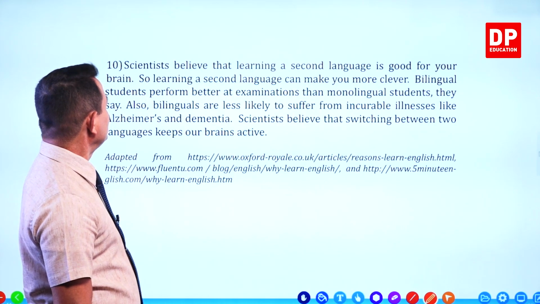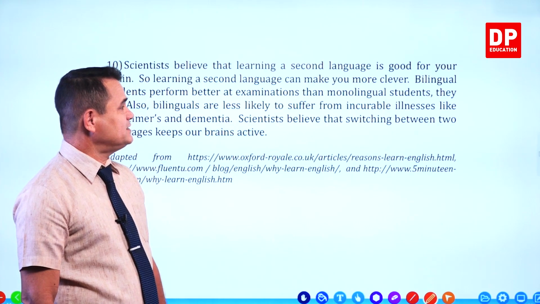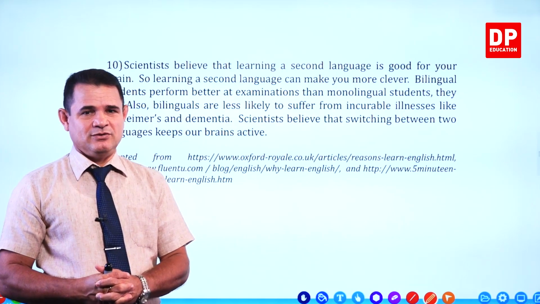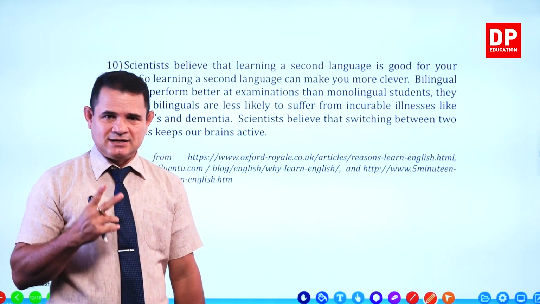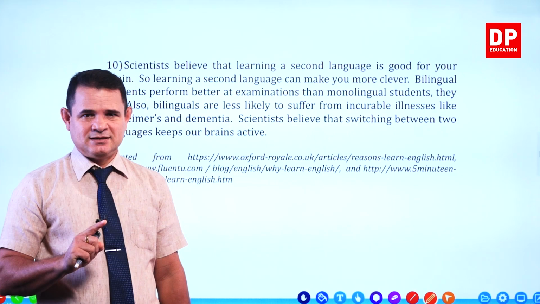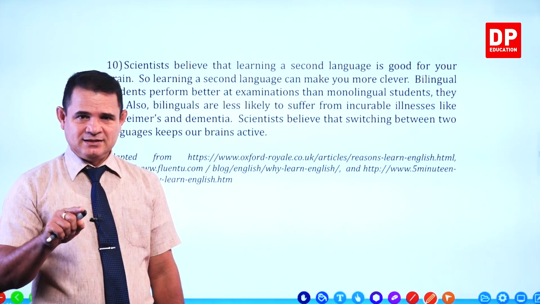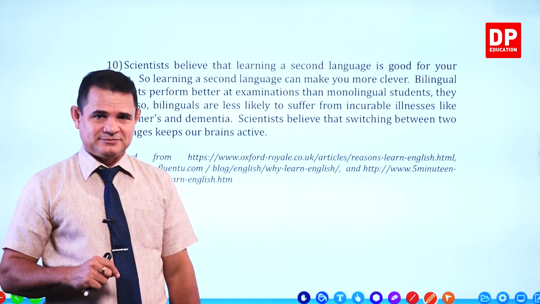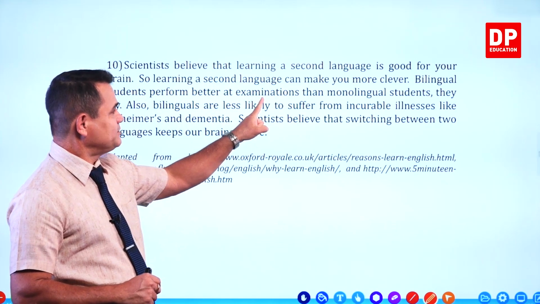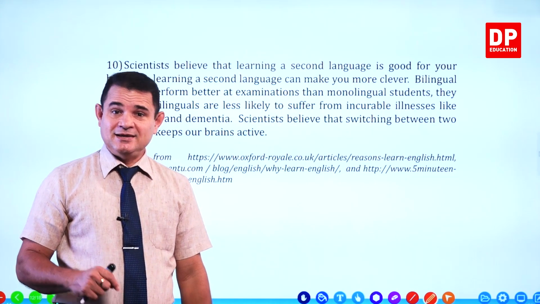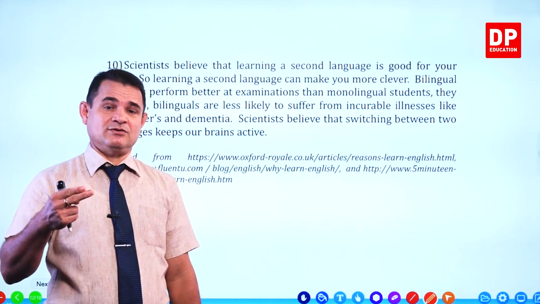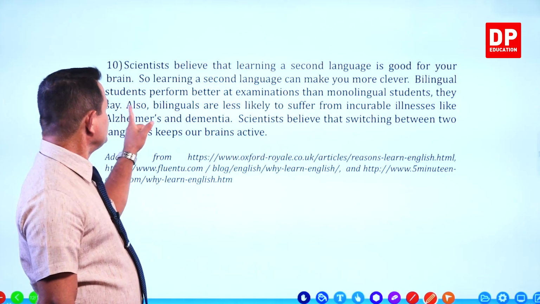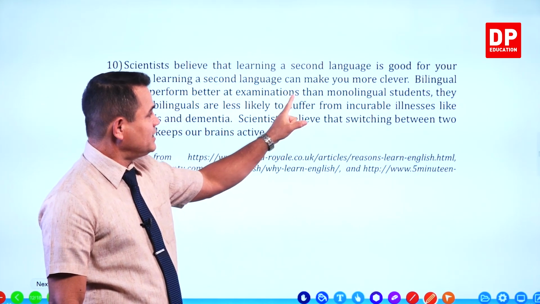And now the 10th one. Scientists believe that learning a second language is good for your brain. And another reason, scientists, විද්‍යාඥයෝ ඒගොල්ලෝ believe, විශ්වාස කරනවා, learning a second language. Second language means first language is your mother tongue. මව් භාෂාව. First language. ඒකට අමතර ඊළඟට දෙවන භාෂාවක් විදියට ඉංග්‍රීසි ඉගෙන ගැනීම මොකටද හොඳ? Good for your brain. ඔබේ මොළයට හොඳයිලු. So, learning a second language can make you more clever. ඔයා තවත් clever කරනවා, බුද්ධිමත් කරනවා. Right? ඥානවන්ත කරනවා. Bilingual students perform better at examinations than monolingual students.